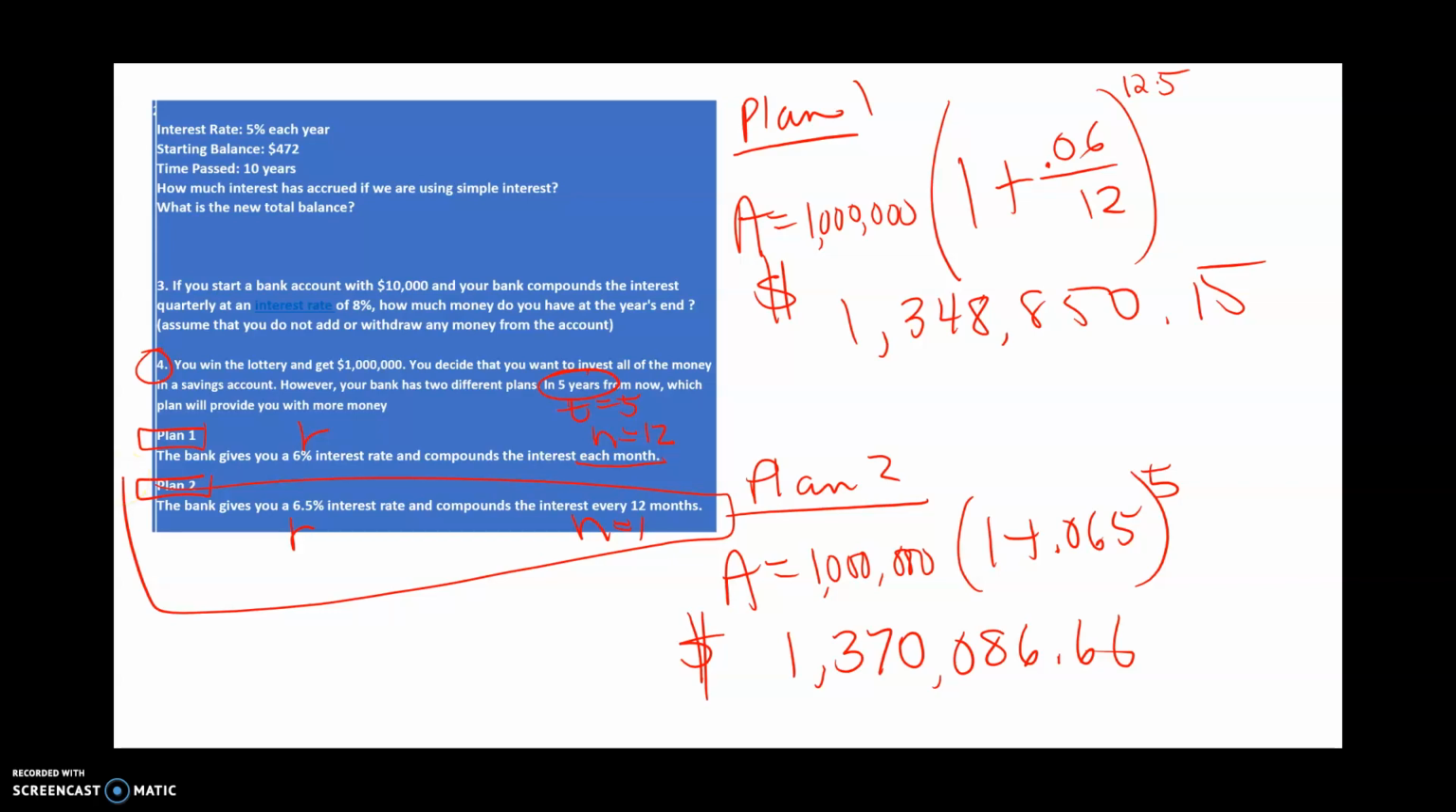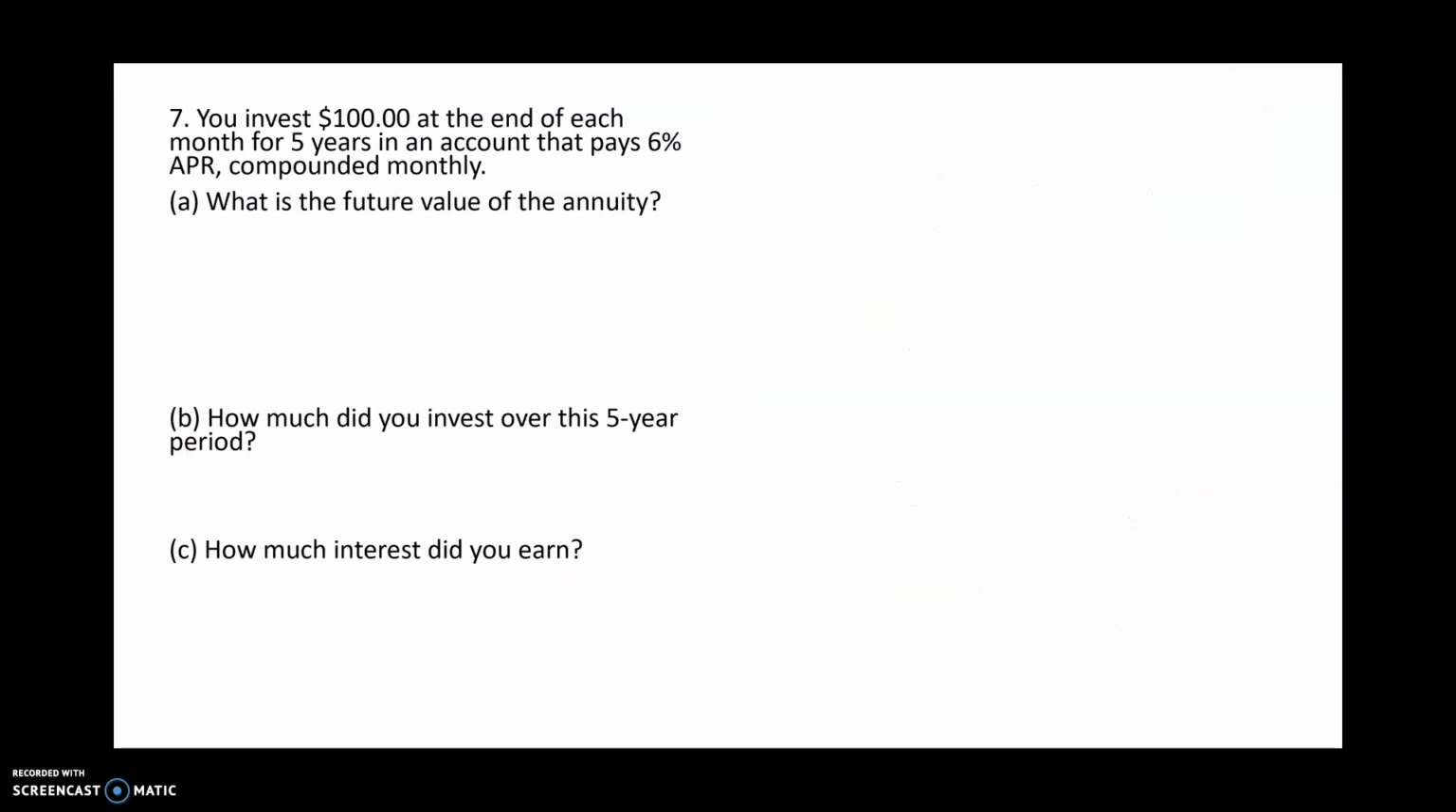All right, again, plan 1, we compounded more than 1 time per year, so we had to use that equation. Plan 2, compounding every 12 months, is compounding once a year, which means I can use the nice simple interest equation. All right, moving on.